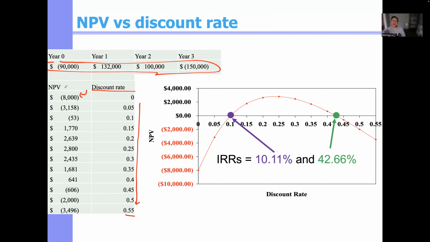So you can see this is what happened. Why do they have two? Why do they have two results?